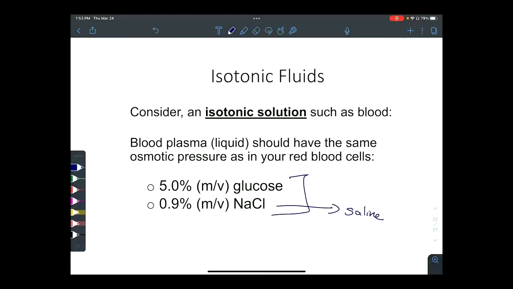Because they are saline solutions, and they are in equilibrium. They're the same concentration as our bodies. That's why they don't burn. So that's saline solutions. Okay, so keep those concentrations in mind.